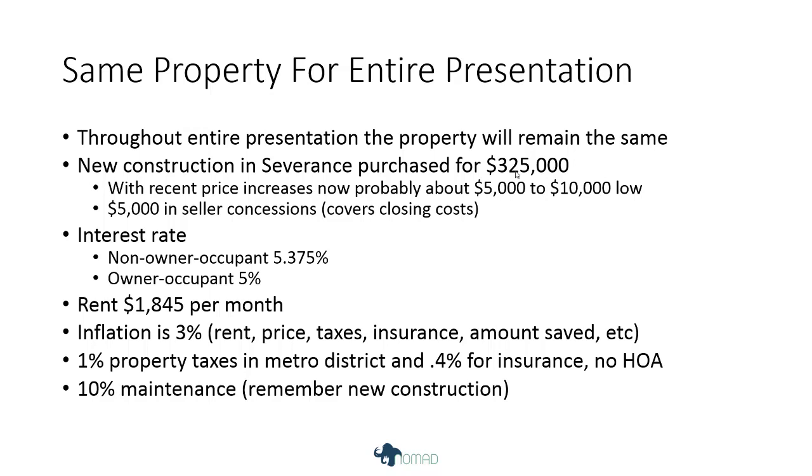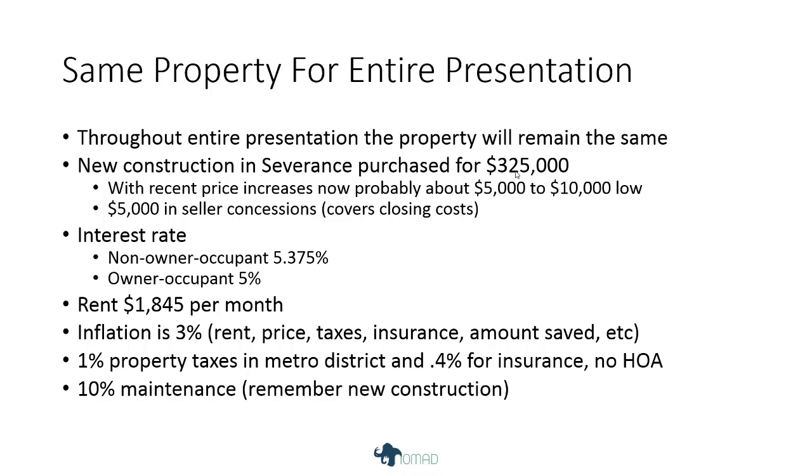So it is based on a brand new construction property that you purchase in Severance for $325,000. With really recent price increases, that price is probably a little bit low now. I think they've gone up 5 or 10K since then, and so really it's probably 5 or 10K more. And that includes $5,000 in seller concessions, and that covers your closing costs.